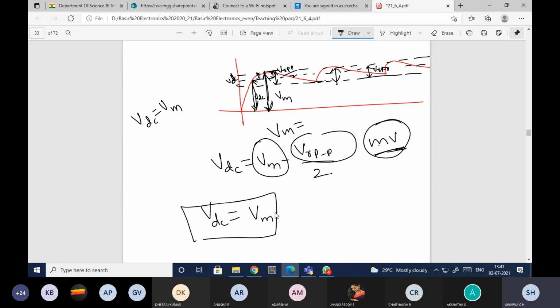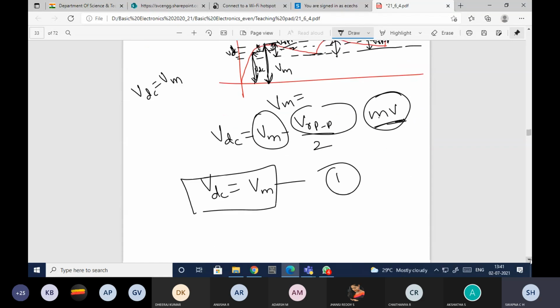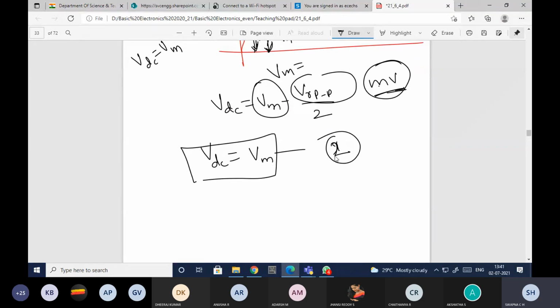So VDC is nothing but Vm. Let me name this as 1, and let me name this as 2. Even if you use this formula, Vm f RC, where f is 50 hertz, Vm might be 12 volts, R will be in kilohms, and C in microfarads, if you simplify, you still get it in millivolts only.